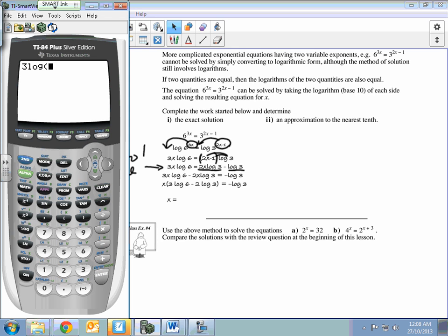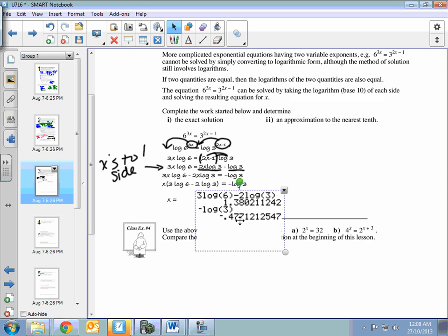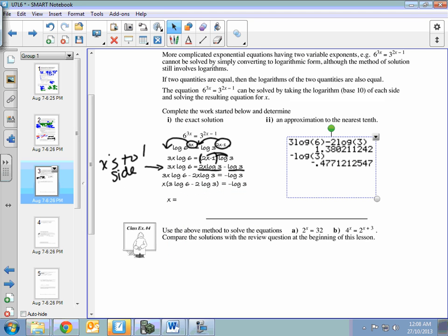So 3 log 6 minus 2 log 3. I have negative log 3. This is on my right-hand side. I'm just going to put these over here for now. Okay, so I have two different answers. I have x being multiplied to 1.380. And then I have negative 0.477 on the right-hand side.